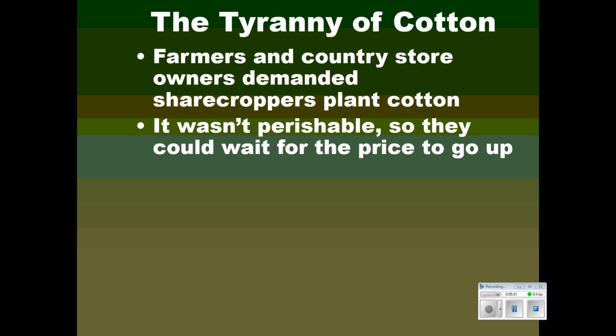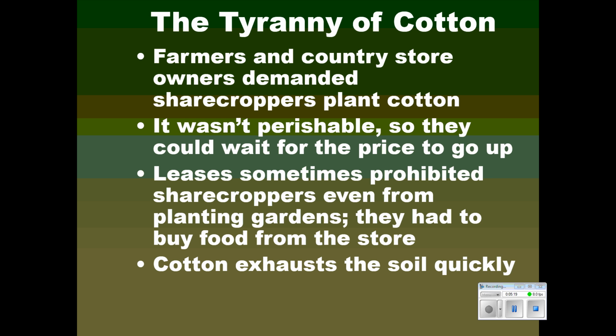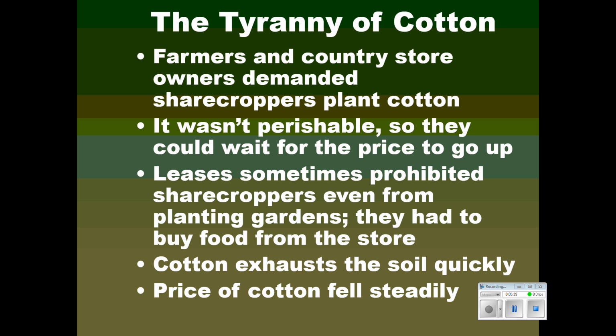Sometimes they imposed leases on the sharecroppers that prohibited them even from planting gardens. Why did they do this? So that they had to buy their food from the store at these high prices. Now, one of the problems with cotton is it exhausts the soil very quickly. There was also more and more competition on the world market. Britain, which was a major buyer of American cotton, was buying a lot of it from India and Egypt, both of which were in the British Empire. So the price of cotton fell steadily over the late 19th century.